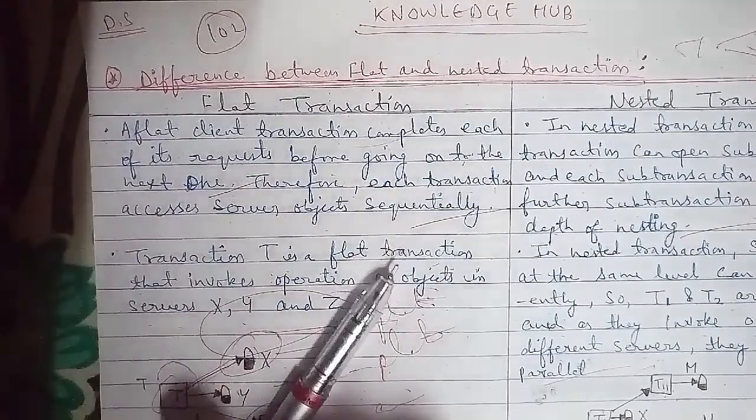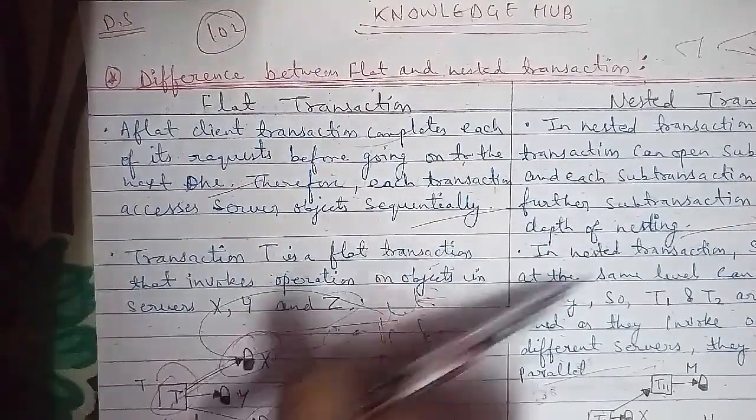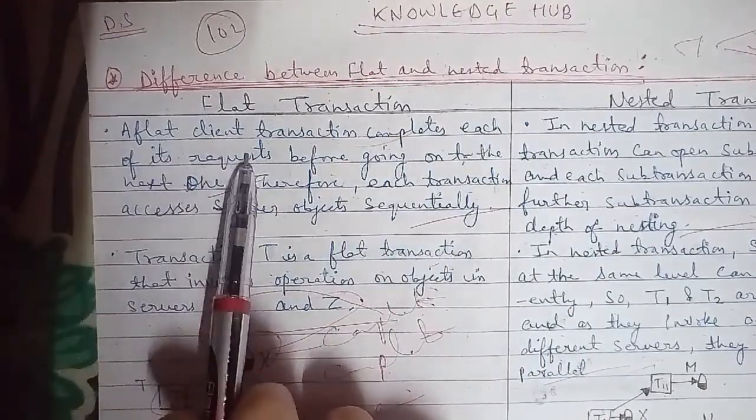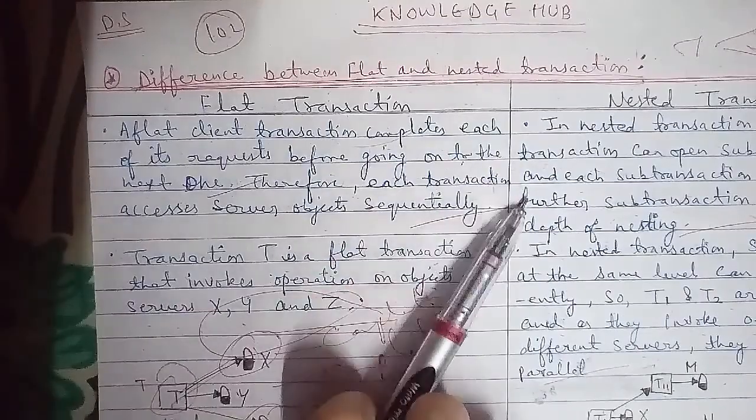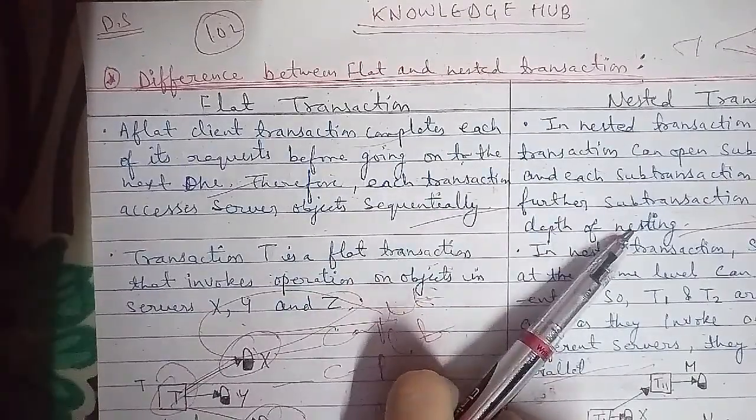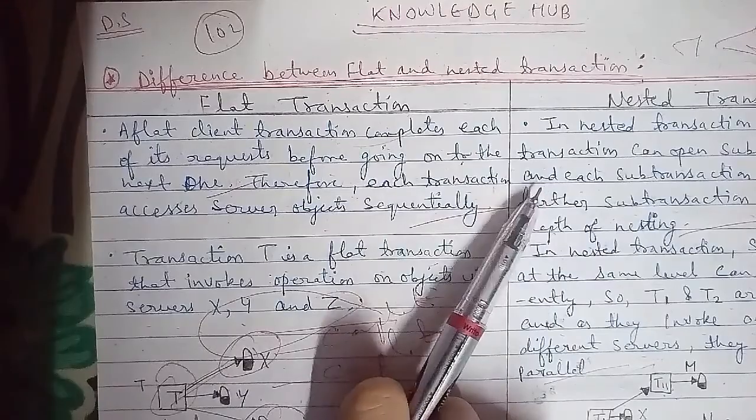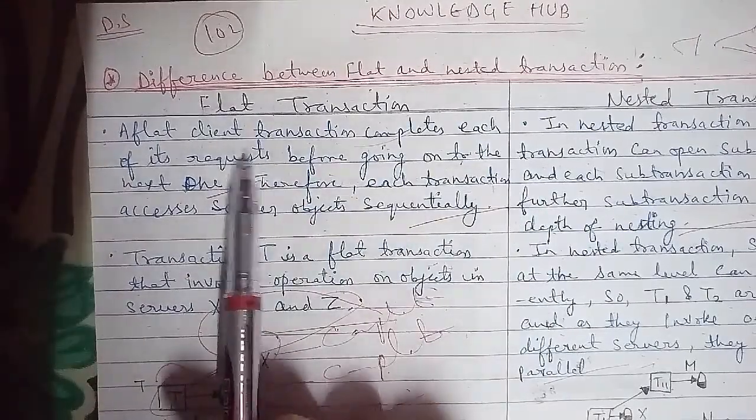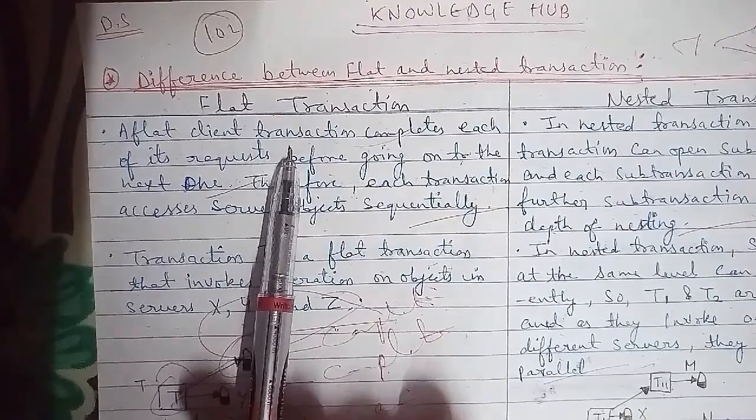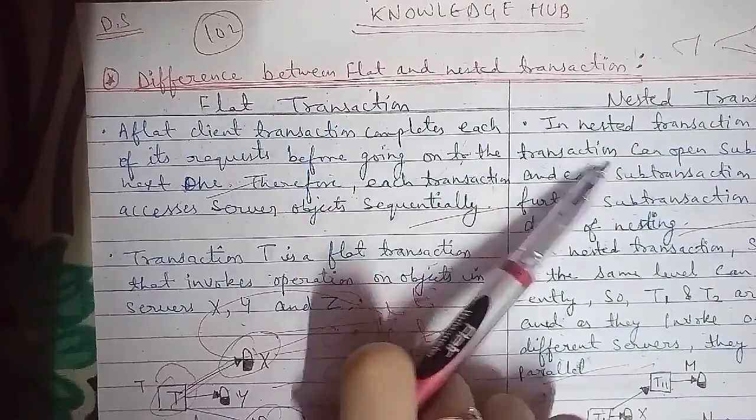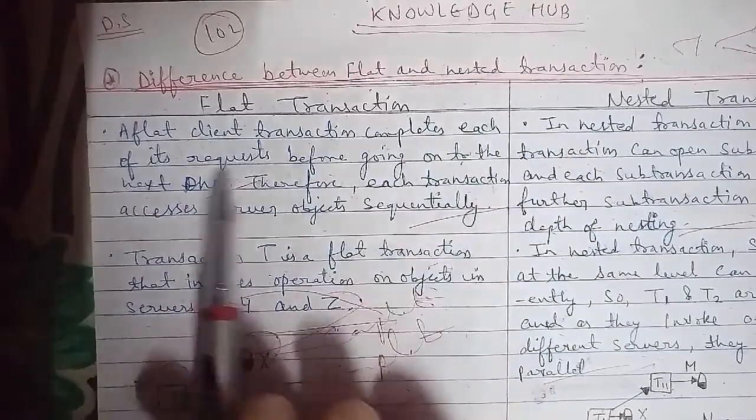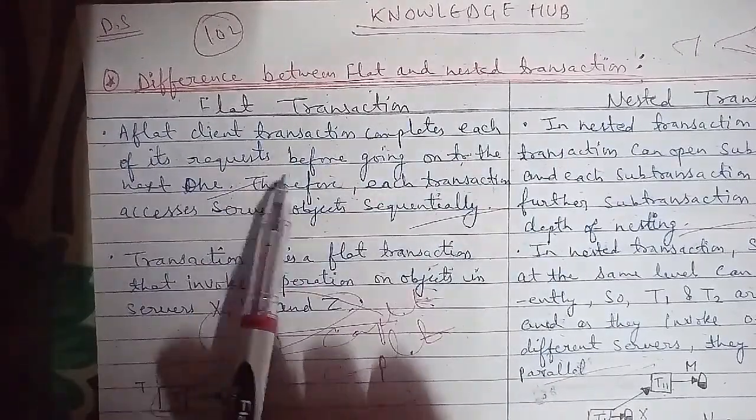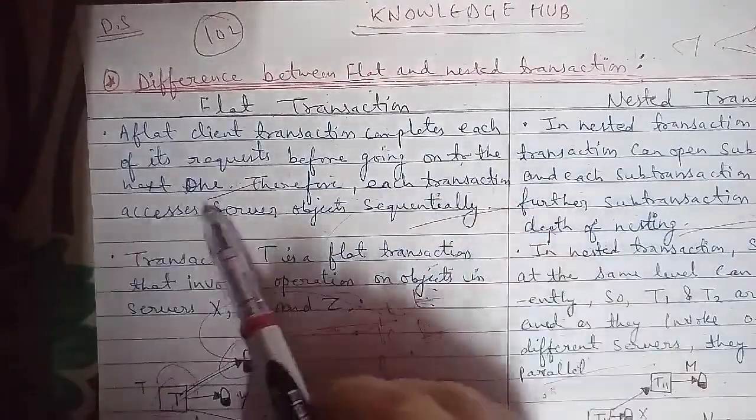Okay, started with a flat transaction and the nested transaction. Here we will discuss flat transaction, and one point with respect to that and a nested transaction with comparison, then you will be getting all this information. Starting with the difference between the flat transaction and the nested transaction. This is a flat transaction and this is a nested transaction. A flat client transaction completes each of its requests before going on to the next one.